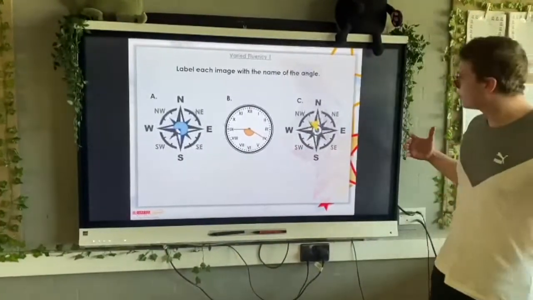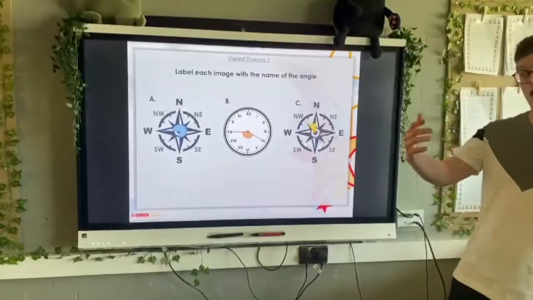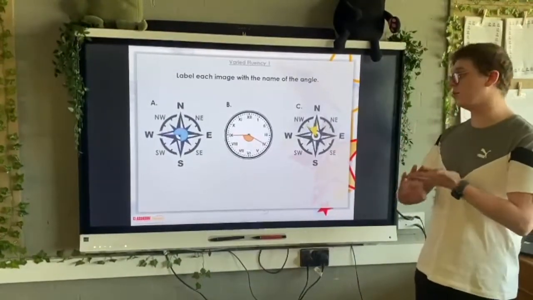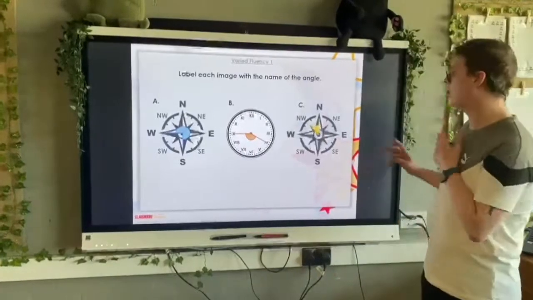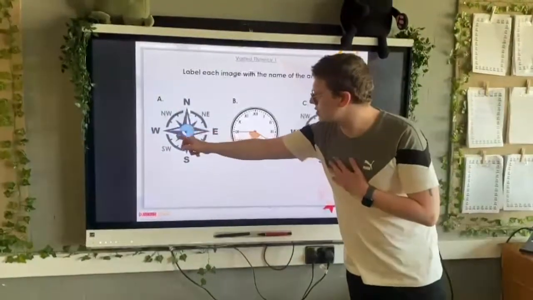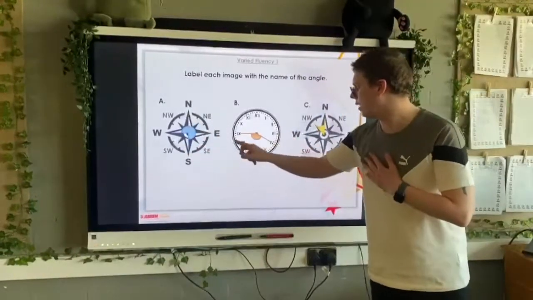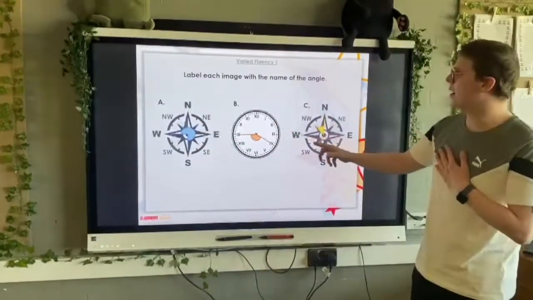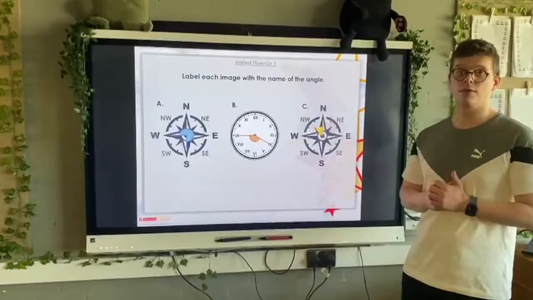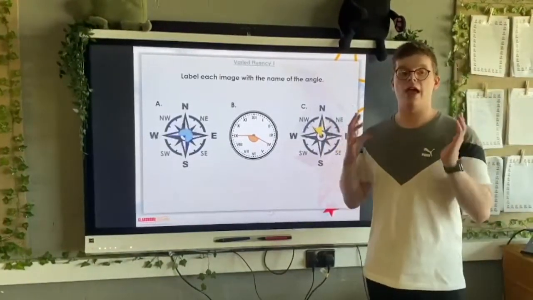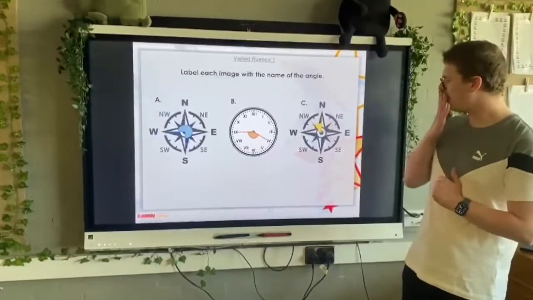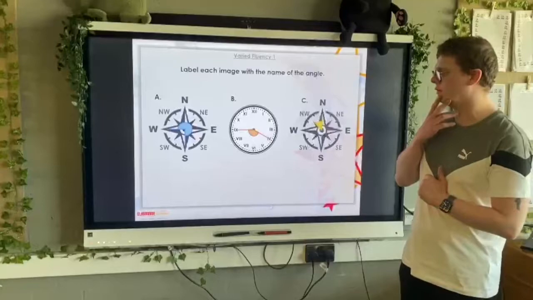Now here, still thinking about our right angles, our obtuse angles, and our acute angles, I have got three images. Within the image, you will see a coloured angle. We have been asked to label each image with the name of that angle. So let's start with a 90-degree angle. If we have a look, can we see an example of 90 degrees?